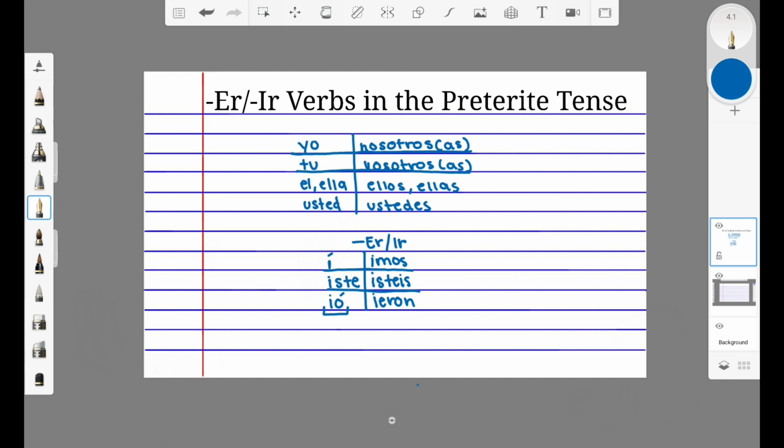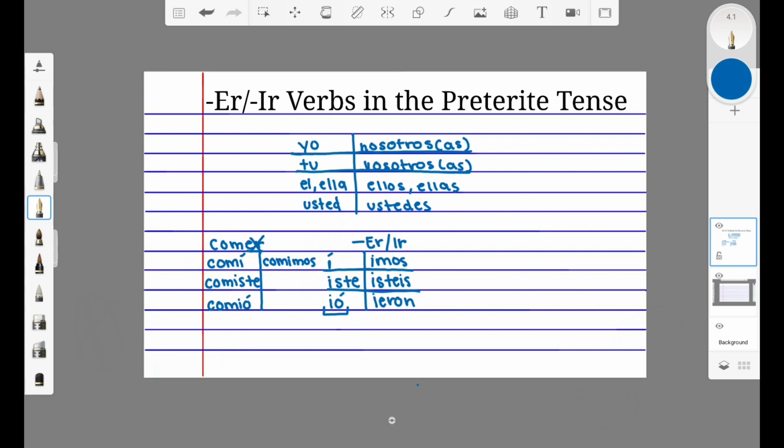So if we wanted to conjugate the verb comer, which is an ER verb, we would use this chart. We would say, yo comí, tú comiste, él, ella, usted comió, nosotros comimos. So with an ER verb, you would be able to tell if it's nosotros comimos.